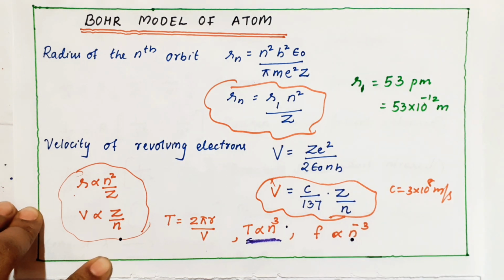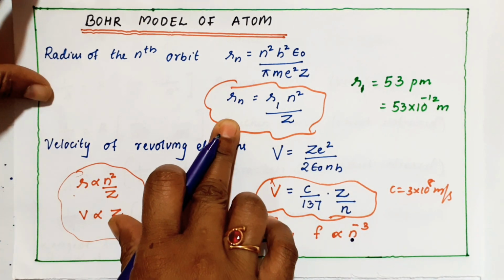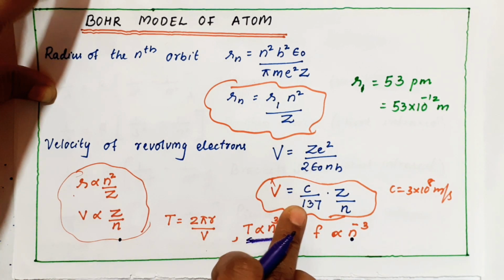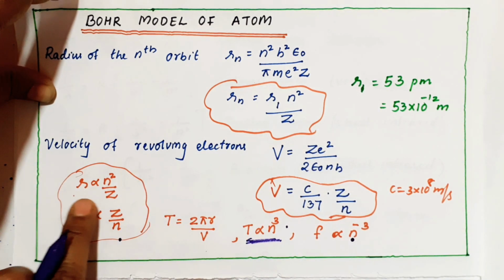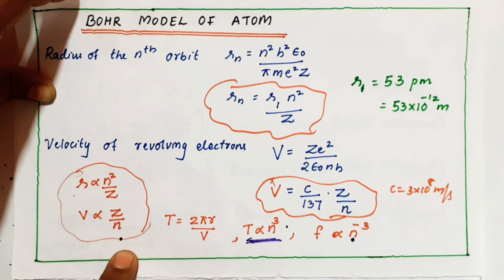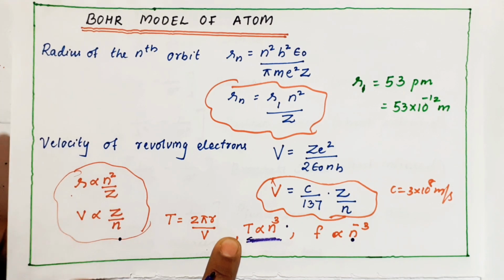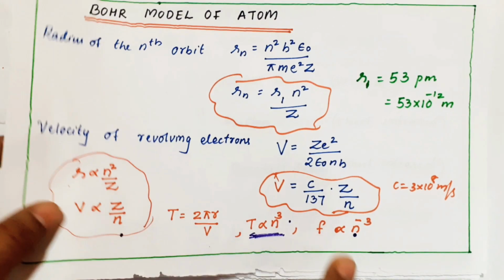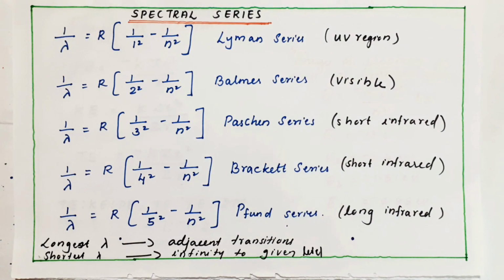So remember the basic thing, how to find the radius. Rn is equal to R1 n square by Z. Velocity is C by 137 into Z by n. And radius is proportional to n square by Z. Velocity is proportional to Z by n. Time period is proportional to n cube, whereas frequency is inversely proportional to n cube. Clear? Now this everyone knows.